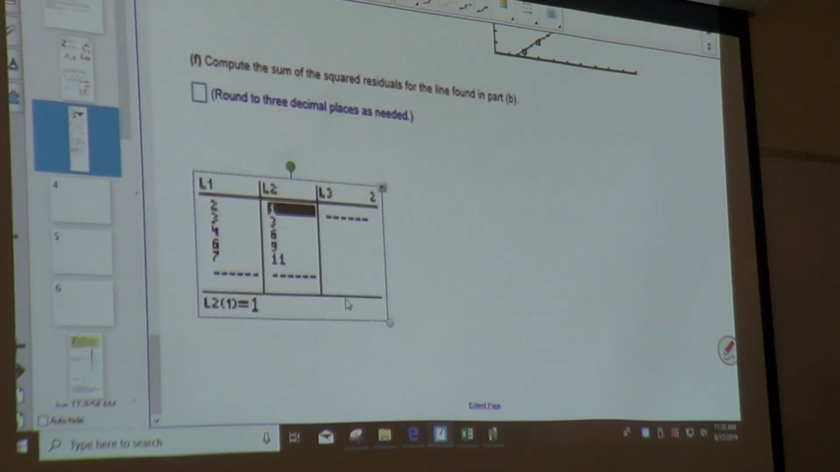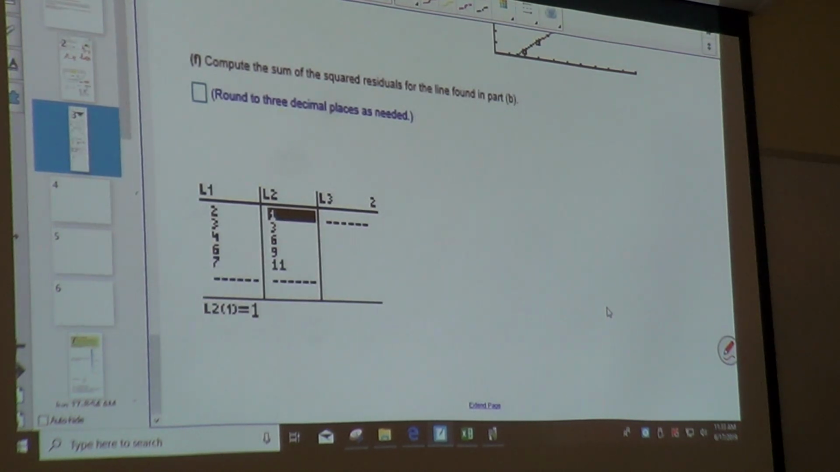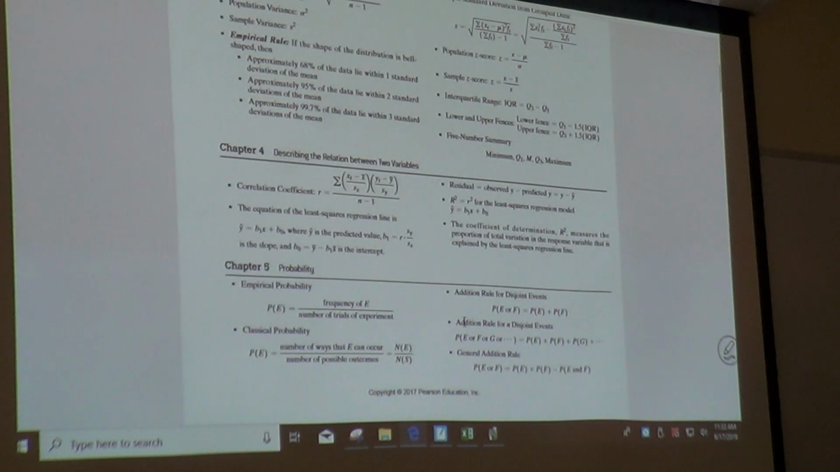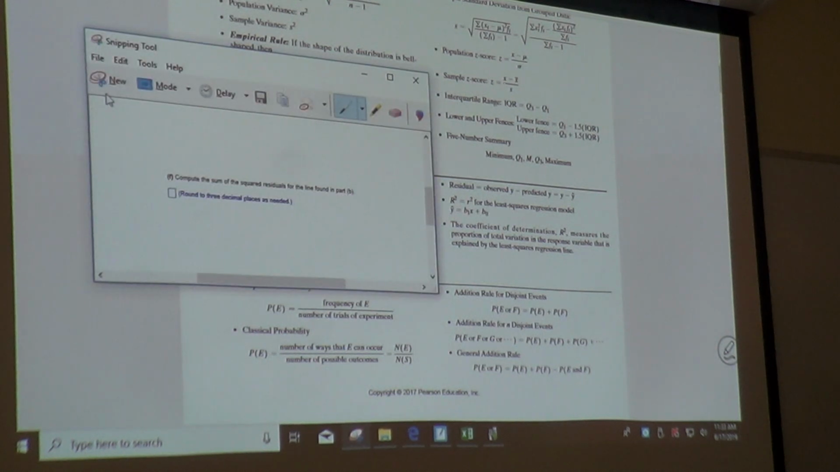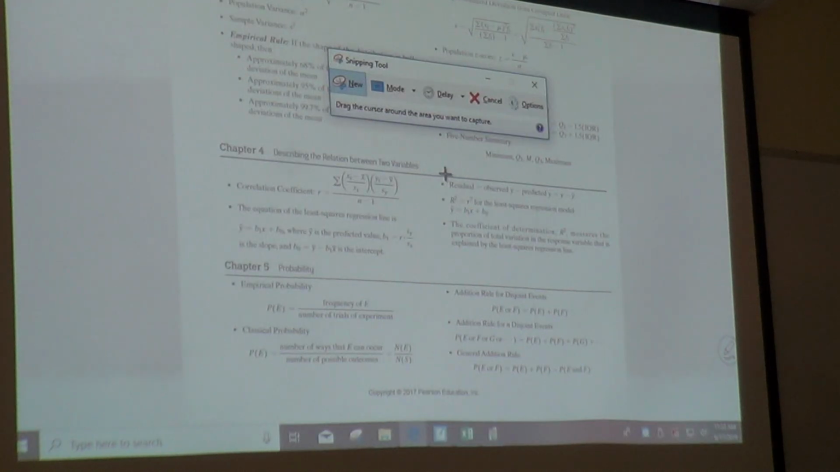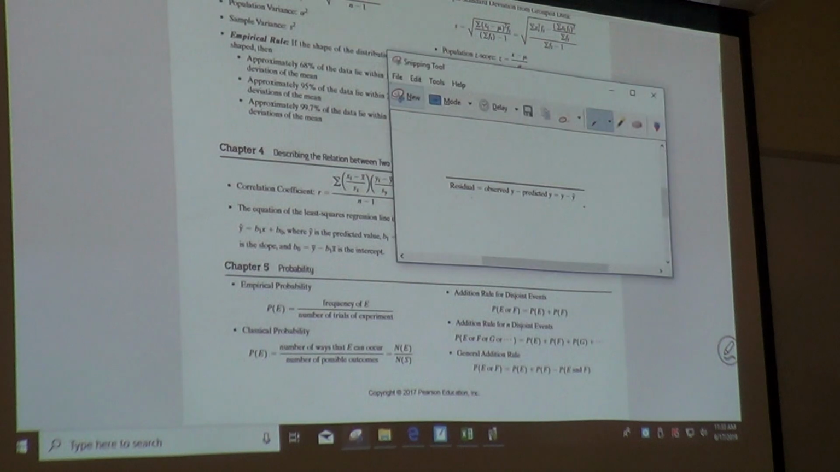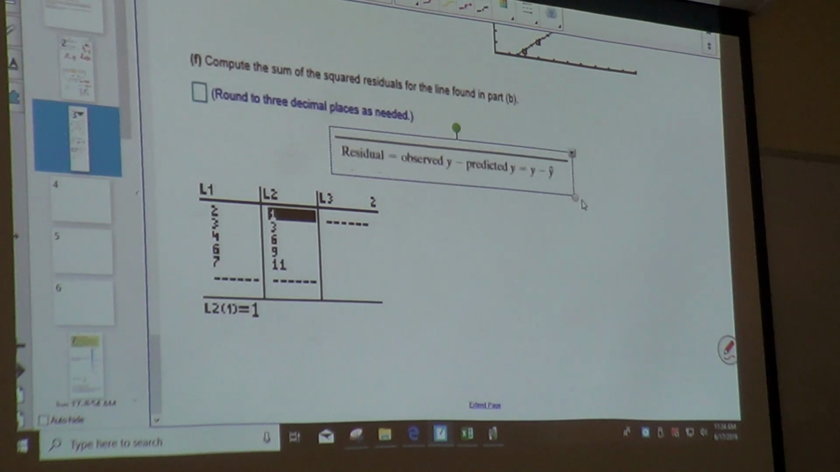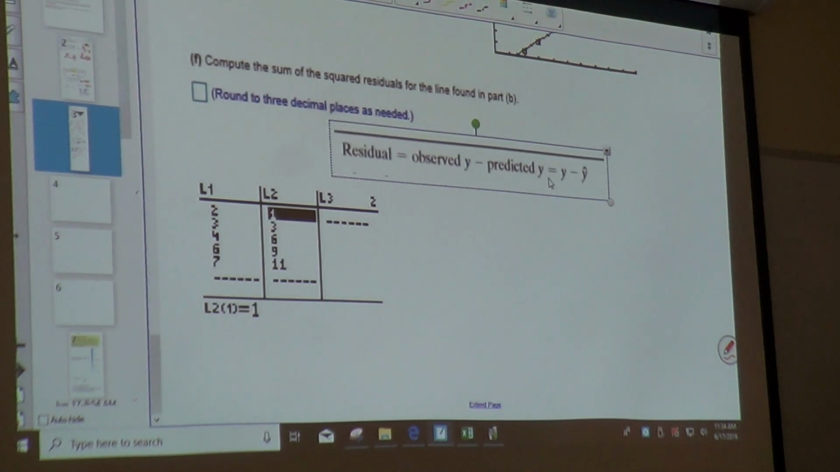and paste. Compute the squared residuals. On your formula sheet, and we even talked about this last time, what a residual was. I even have it right here on your formula sheet. Residual. Copy and paste. So residual is the observed value minus the predicted value.